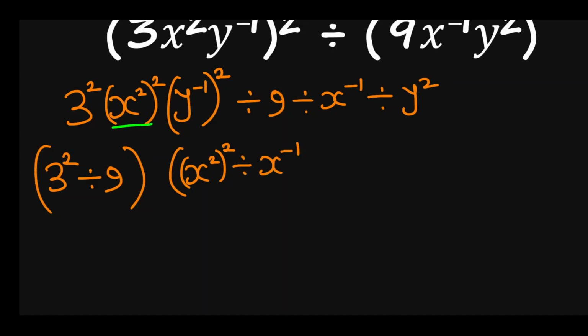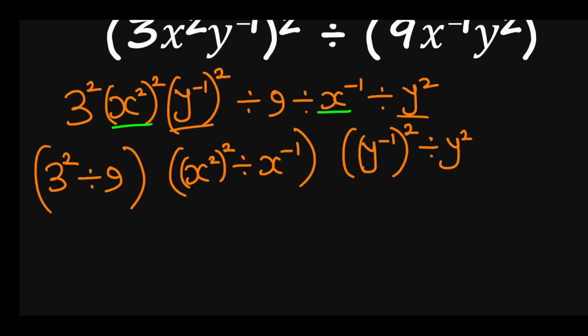What we are taking is this and this. Then we are now taking the y, this and this, as the next bracket. Y raised to power minus 1 raised to power 2 divided by y raised to power 2. What we just did was we separated the numbers from the x and the y so that it will be easy for us to apply the laws.